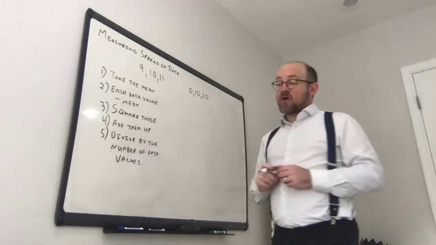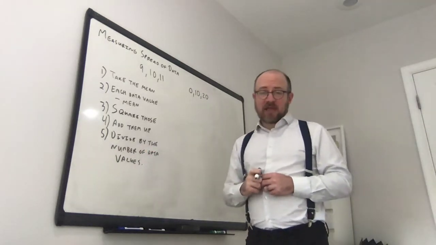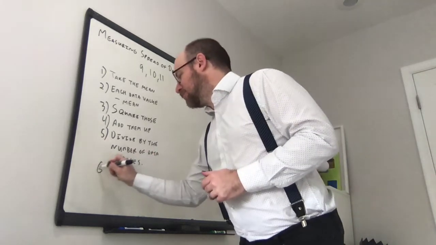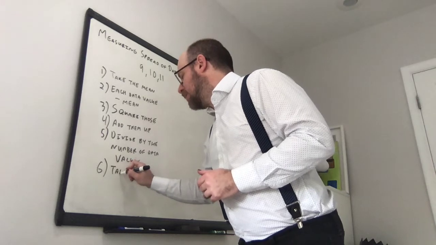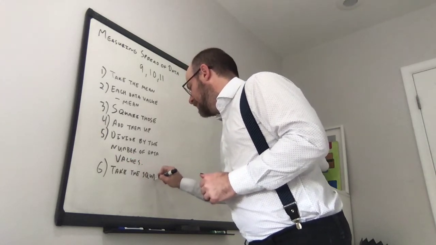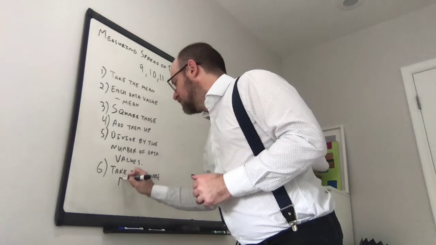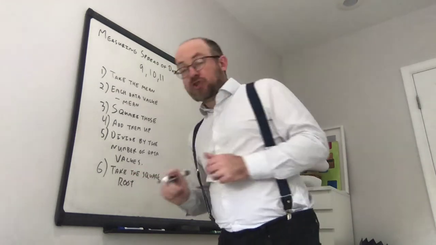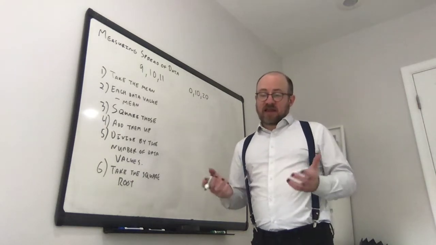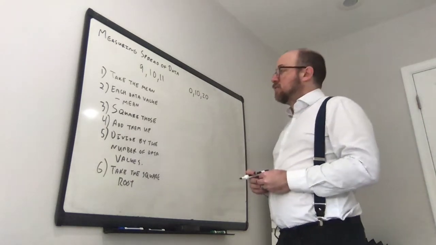Okay? So 5 steps. It is a kind of a complicated process. And then actually 6 steps, I'm sorry. There's one more. And then we take the square root. Sorry, I forgot the last one. So 6 steps. A lot to this, more complicated than taking the mean. Like I said, if you've got a calculator that can do it, you certainly can use that.